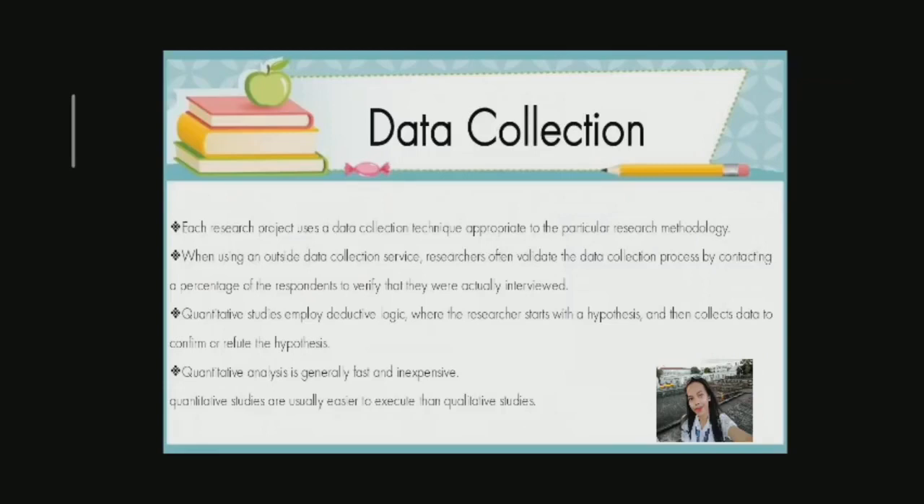Data editing and cleaning involves the process of checking for inadvertent errors in the data. This usually entails using a computer to check for out-of-bounds data. Quantitative studies employ deductive logic, where the researcher starts with a hypothesis and then collects data to confirm or refute the hypothesis. Qualitative studies use inductive logic, where the researcher first designs a study and then develops a hypothesis or theory to explain the results of the analysis.